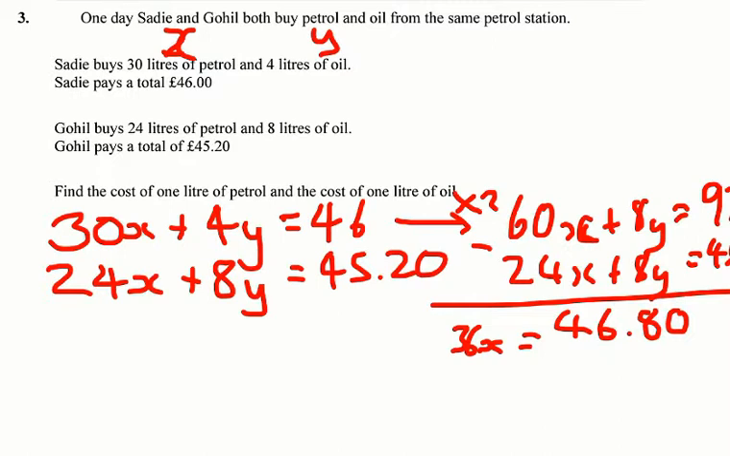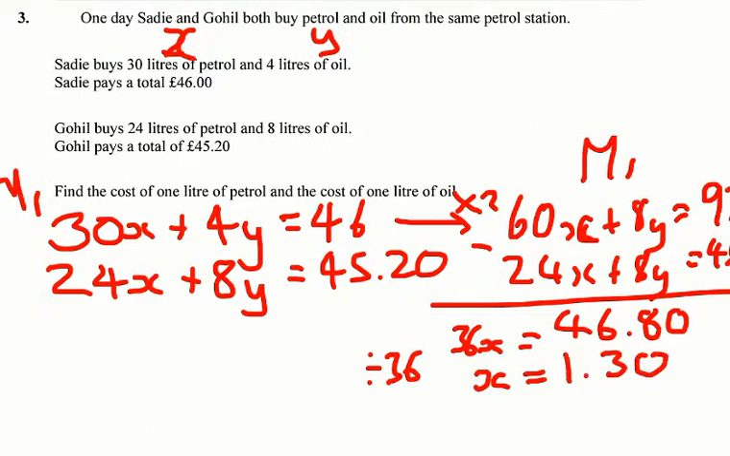1 mark is given for setting up an equation and noting that it's a hidden simultaneous equation. Your second mark is for a correct process to eliminate a number, and you actually get a mark for correctly dividing by 36 here to find out the value of 1x. So if we divide that by 36, we'll get £1.30. So we know that 1 litre of petrol costs £1.30.